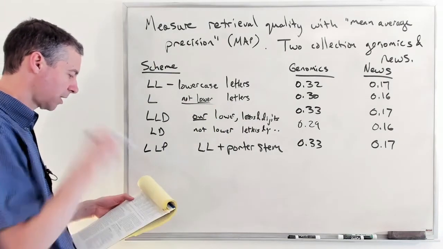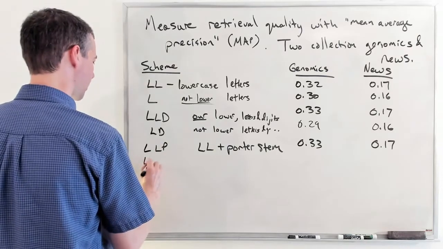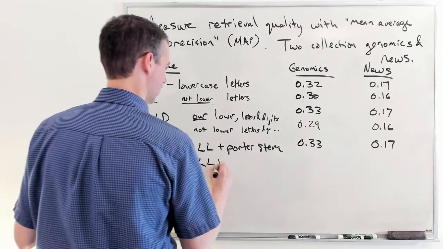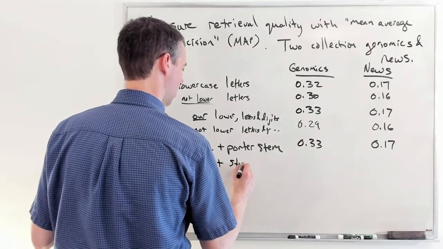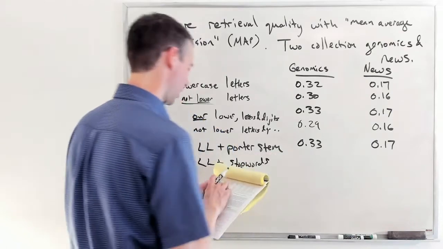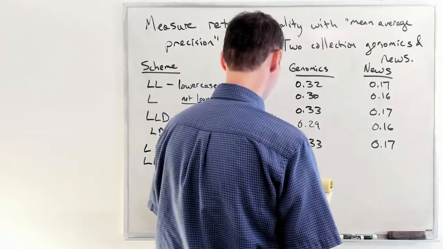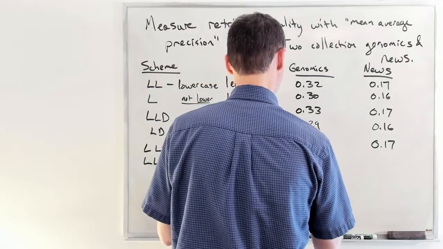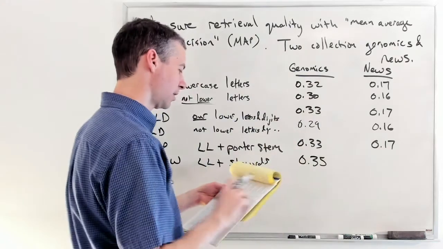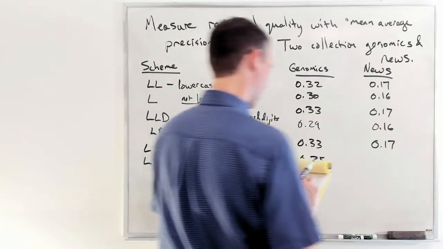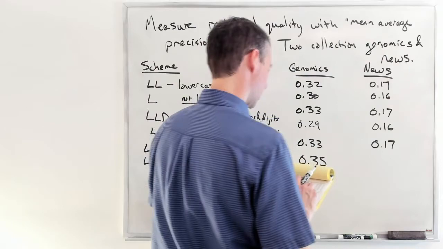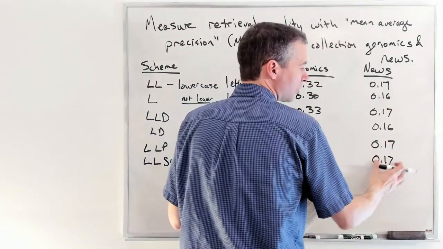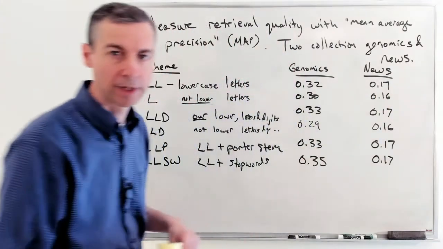Okay, then let's go ahead and do maybe stop words. So we'll use the LL with stop words. We'll do the LL and then we'll remove stop words. Okay, so this gives us, boom, we're up to 0.35 and it is a statistically significant improvement. Likewise, even though this is 0.17, there is some statistical notion that this is better than this 0.17.